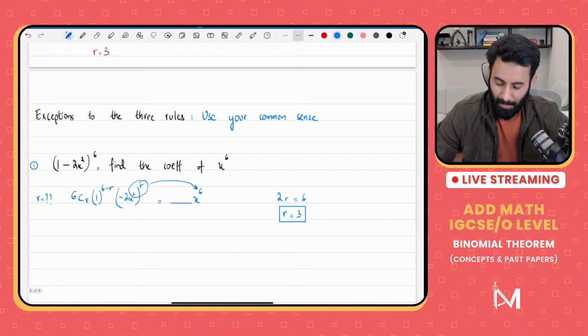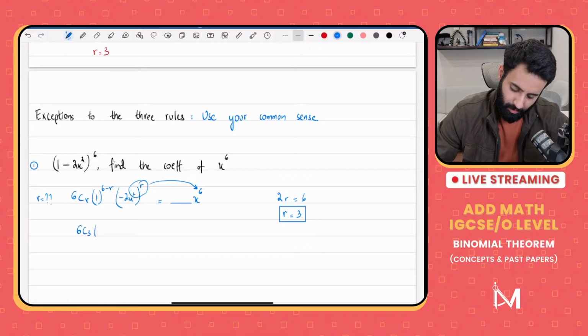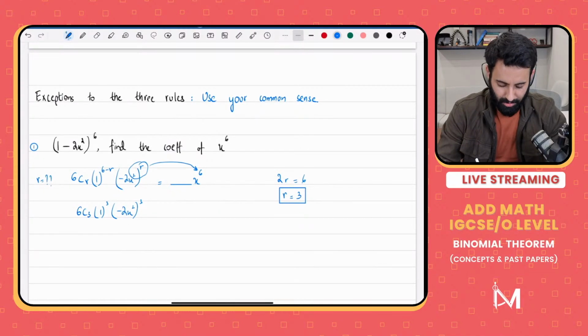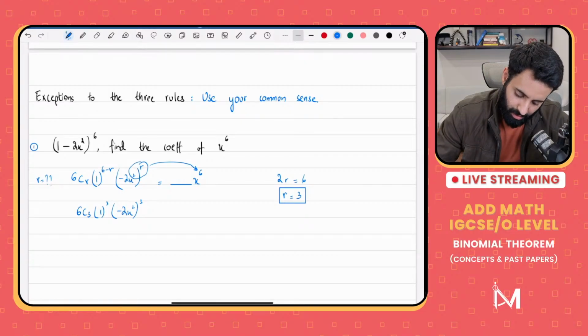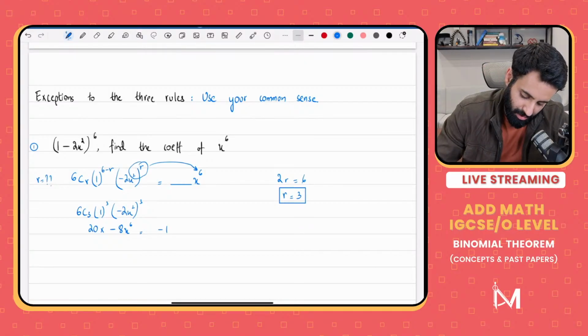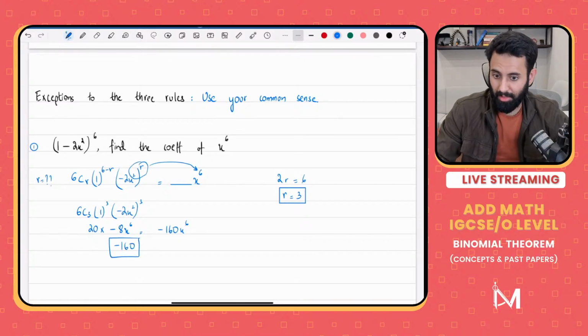So here's what we have. 6C3, 1 raised to the power 6 minus 3, which is 3, and minus 2x squared to the power of 3. Let's see if this, in fact, gives us the coefficient of x to the power 6. So 6C3, let's work it out, that's 20. 20 into minus 8 x to the power of 6. So 20 into minus 8, that's minus 160 x to the power 6. And the final answer is, in fact, minus 160.